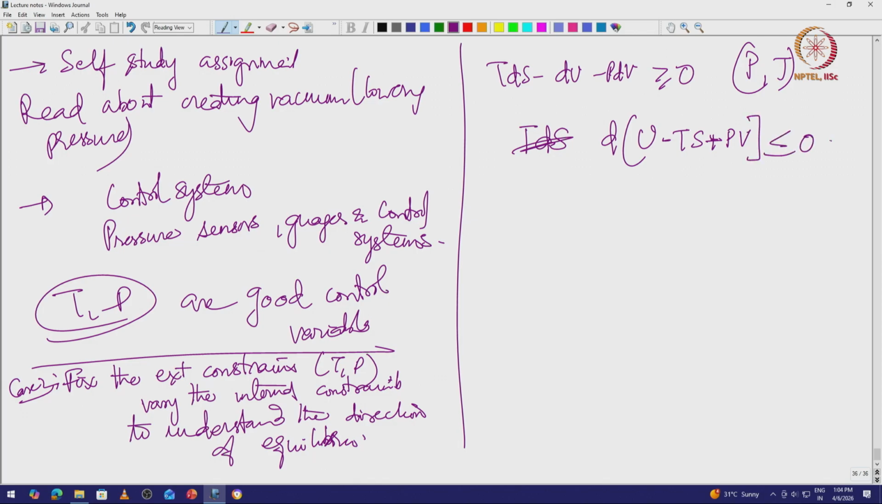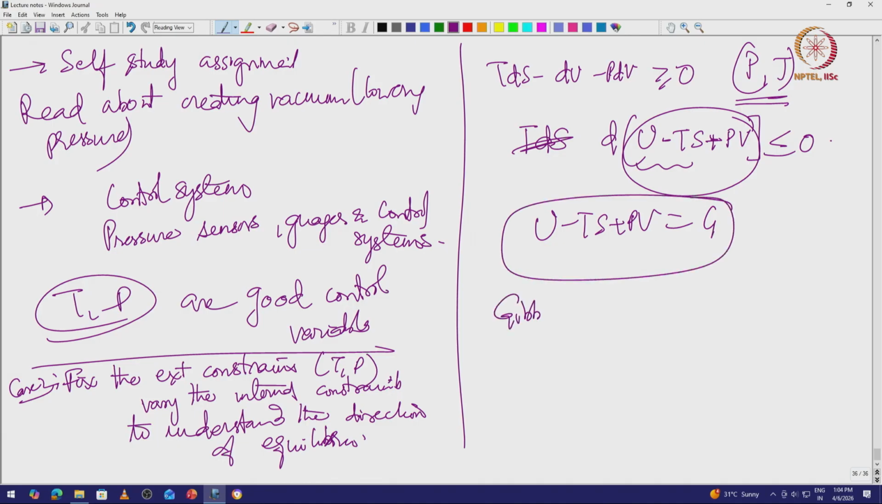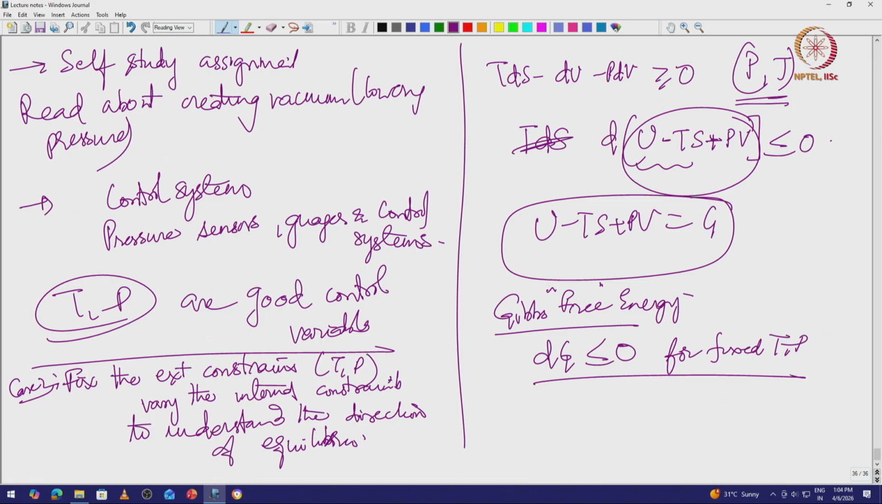So, just like I have defined U minus TS to be a Helmholtz free energy, now under constant pressure and temperature I can define a potential for the system. Now, I have come back to the system parameters U minus TS plus PV, and I am going to define this as Gibbs free energy. Why is it called free energy? We will again discuss that, but essentially dG is less than or equal to 0 for fixed T and P. This defines my equilibrium, the direction of equilibrium.